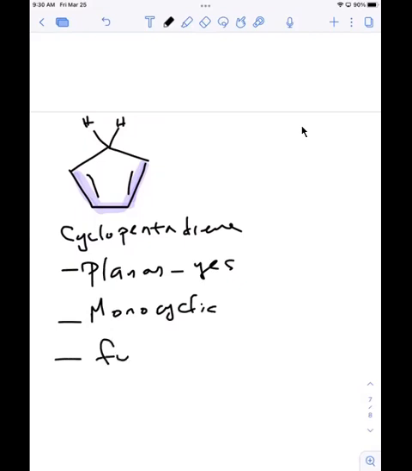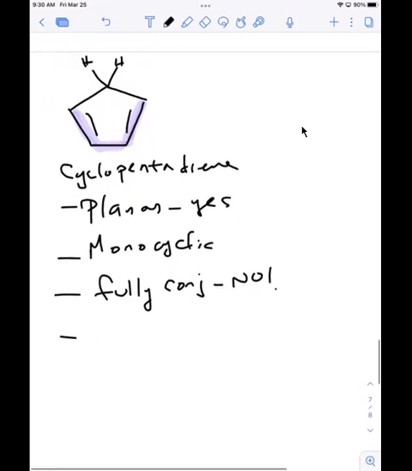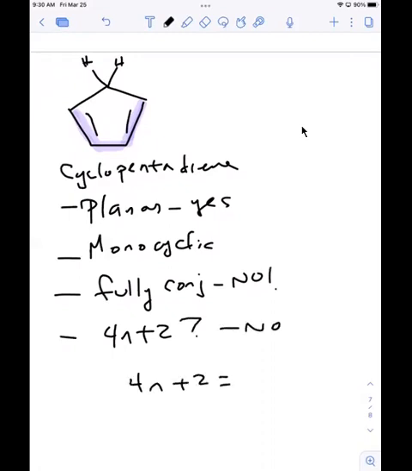Is it fully conjugated? No, it's not. And what you'll find out also is it doesn't meet the 4n+2 rule either. We can figure that out pretty quickly. 4n+2 is going to be 4, so n is going to be a half. So it's not a whole number, so it doesn't meet the 4n+2 rule. And it's not fully conjugated. So we got a problem.